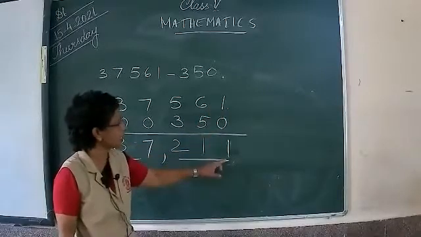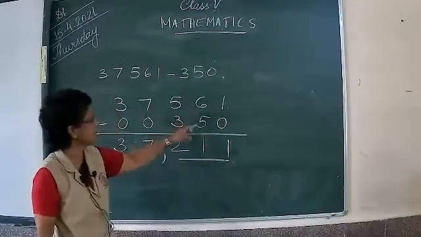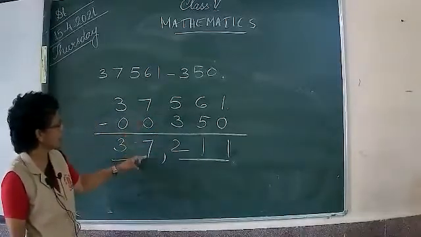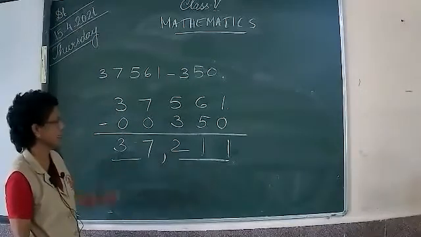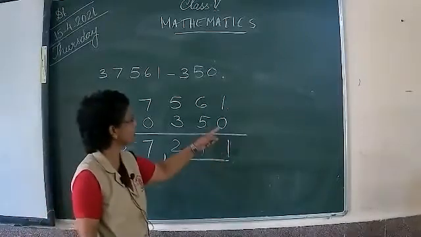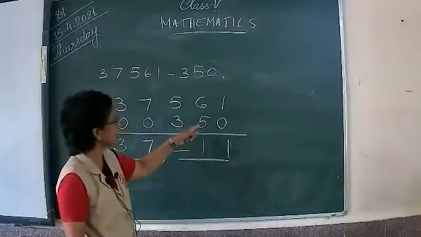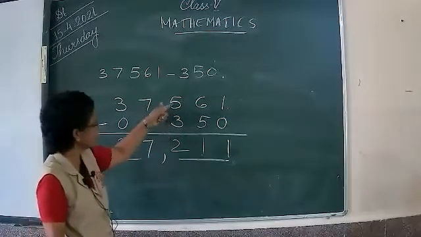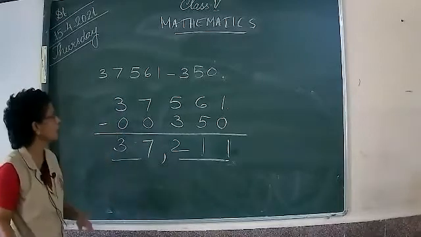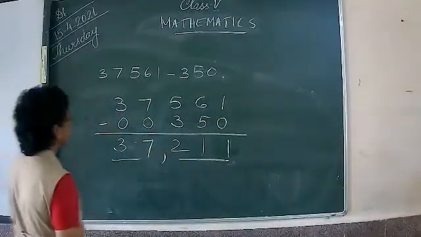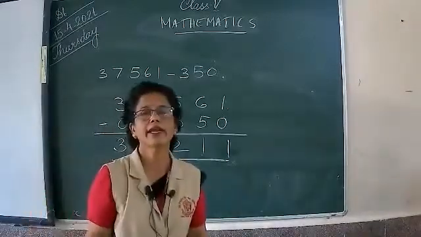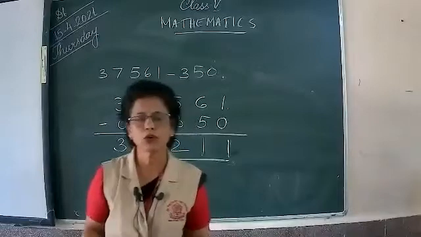1 minus 0 answer is 1. 6 minus 5, 1. 5 minus 3, 2. 7 minus 0, 7. 3 minus 0, 3. And after getting the answer, you have to confirm that. Check there. 1 plus 0, 1. 1 plus 5, 6. 2 plus 3, 5. 7 plus 0, 7. 3 plus 0, 3. 37,211. Okay. Rest all we'll do tomorrow there.